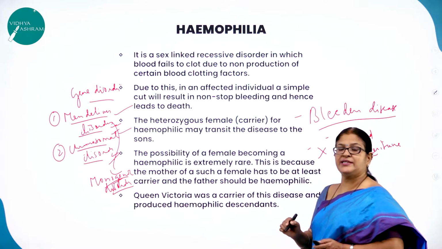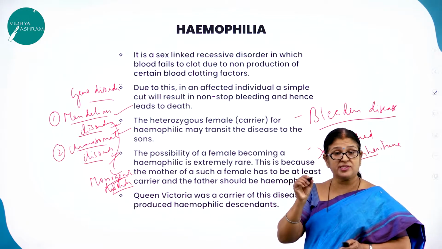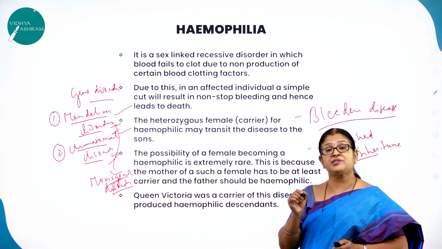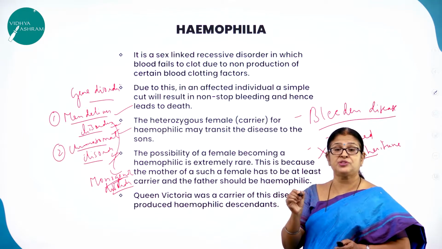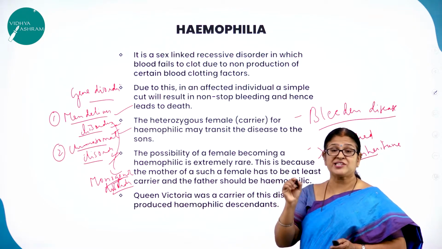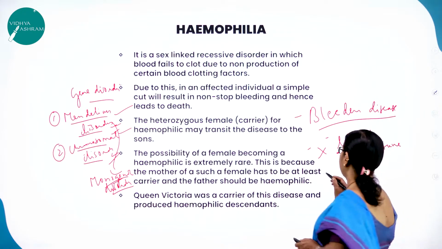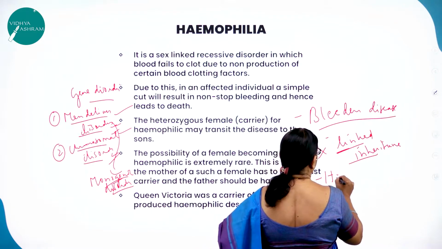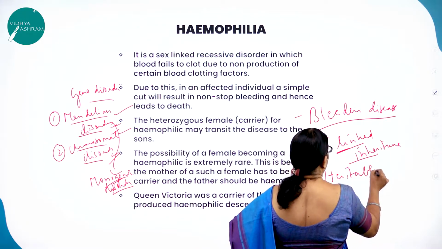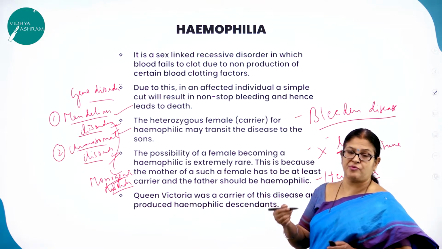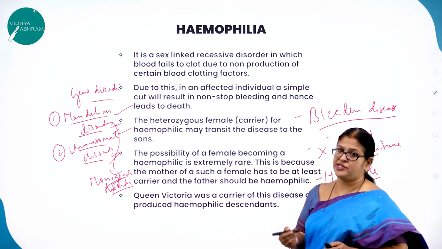Why is it called X-linked inheritance? Hemophilia is due to a recessive gene present on the X chromosome. Hence it is called X-linked inheritance. So hemophilia is heritable. What do you mean by heritable? That it is passed on from one generation to another generation.